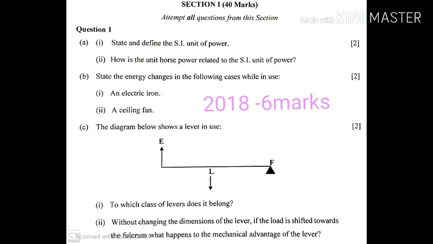Let's first analyze the year 2018 board question paper. As you can see on the screen, there are 3 questions of 2 marks each in Section 1, which belongs to the first 3 chapters of your textbook. This pattern remains the same for all the years. I assure you, 6 marks of short answer type questions from Section 1. There are 3 questions and this pattern remains the same for all the years. Now let us solve it.